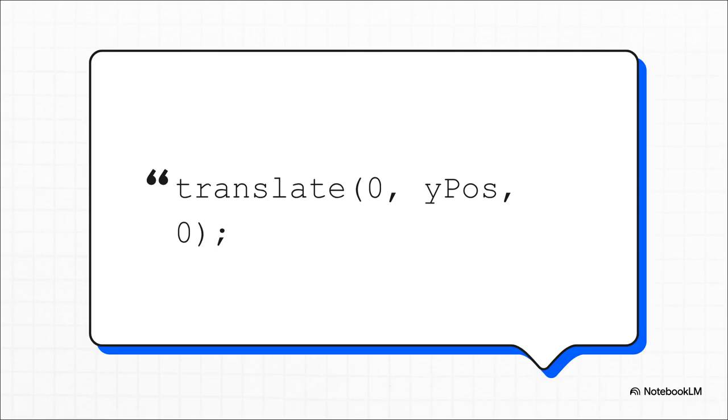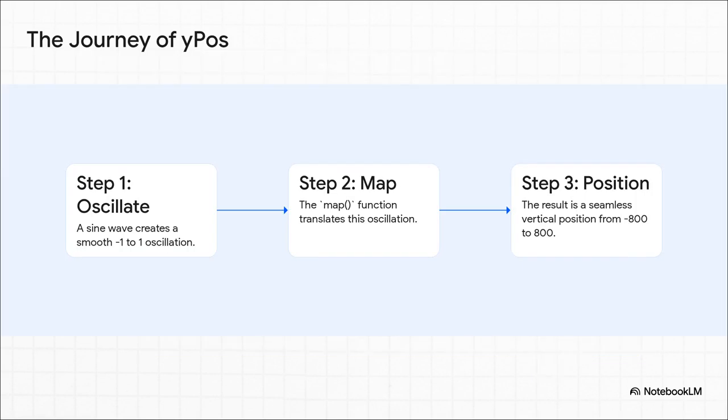So the real question is, where does that smooth yPos value come from? And this is such a classic, beautiful creative coding trick. See, the code uses a sine function, which naturally gives you this perfectly smooth, wave-like number that just goes back and forth between -1 and 1. The rhythm is perfect, but the range is way too small. And that's where the map function becomes a hero. It takes that tiny -1 to 1 range and stretches it proportionally to a whole new range, -800 to 800. The result is yPos, a variable that just glides gracefully between those two points, giving us that perfect floating motion.